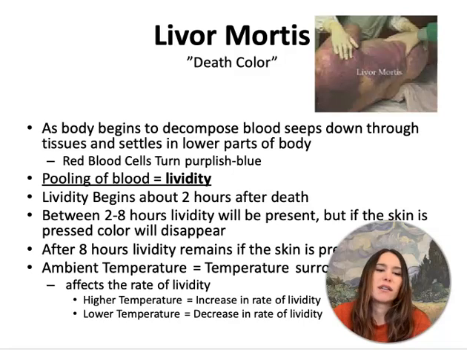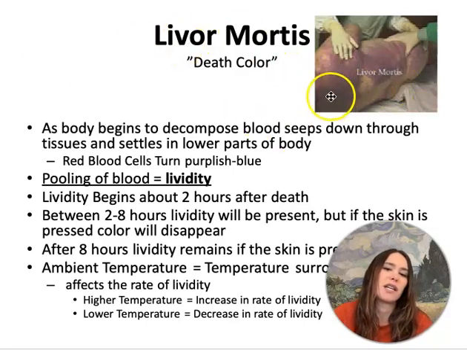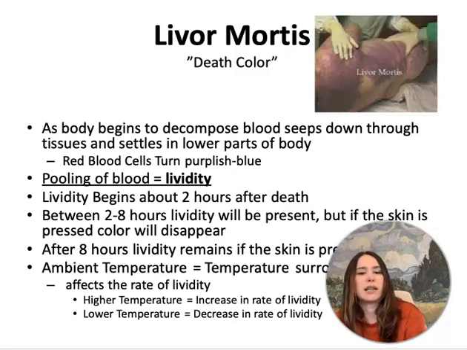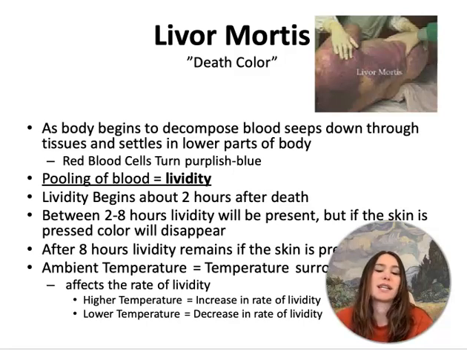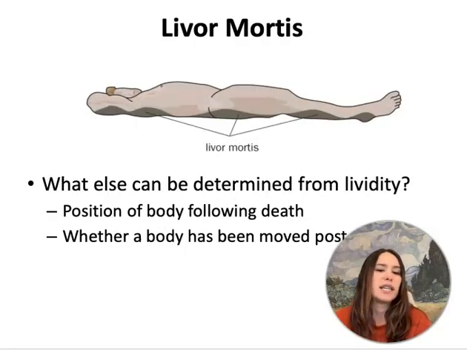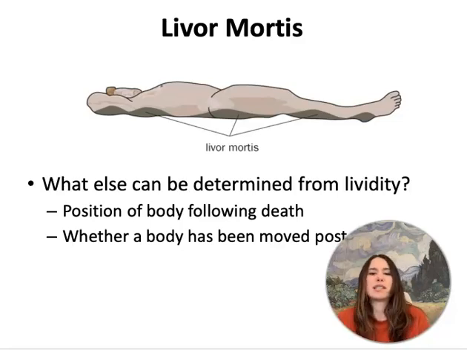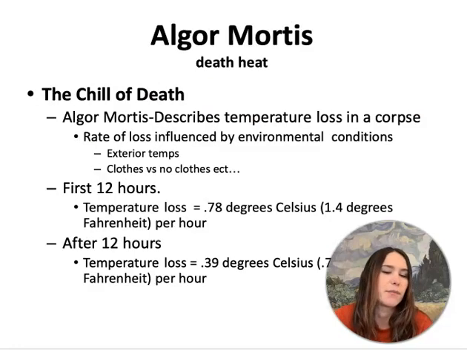The reason that livor mortis is so important is because of determining position of the body. Of course, in this picture, you can see lividity has set in around this side. So the person was probably laying on that back shoulder area, and that's how the blood started to pool there. Lividity is very important in determining the positioning of the body after death and whether a body has been moved post-mortem. If you see lividity on the top of the body, then obviously you know the body must have been moved after lividity had set in.